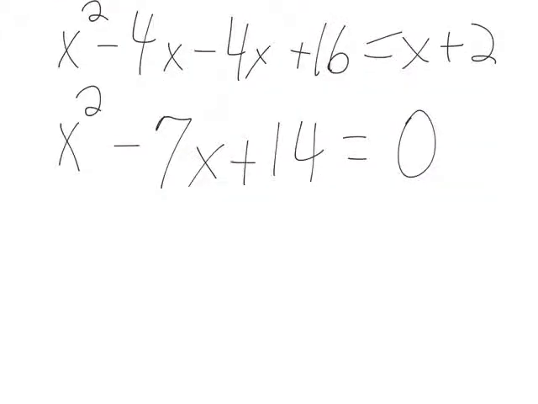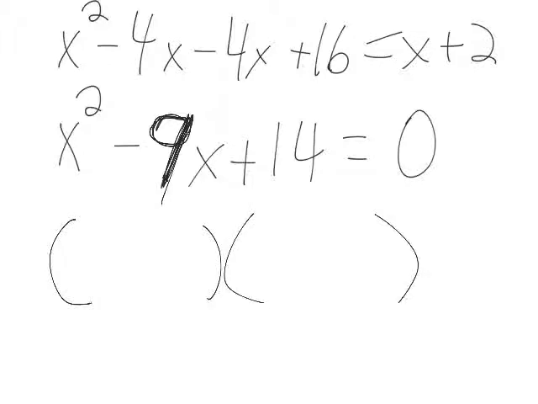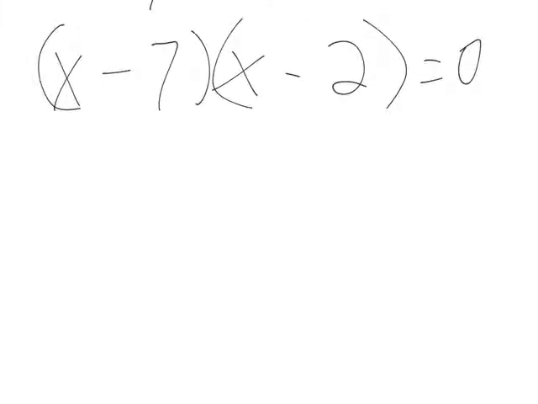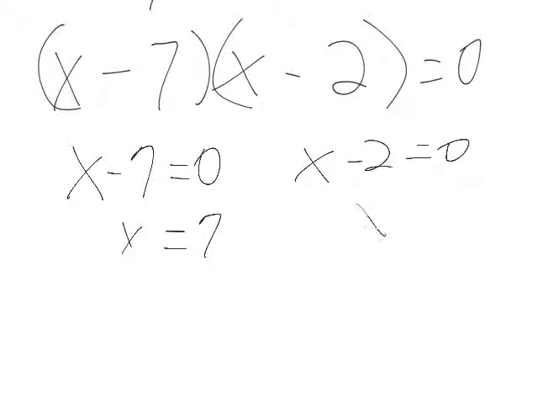Ooh, I caught a mistake. This is supposed to be a 9 right here, because that would be negative 8 minus x when I move that x over. I apologize. So that should be a 9, okay? And when I factor this, we need 2 factors of 14 that will add to give us negative 9. So that would be a negative 7 and a negative 2. That gives me 2 solutions. x minus 7 will give me 7, and x minus 2 will give me 2.